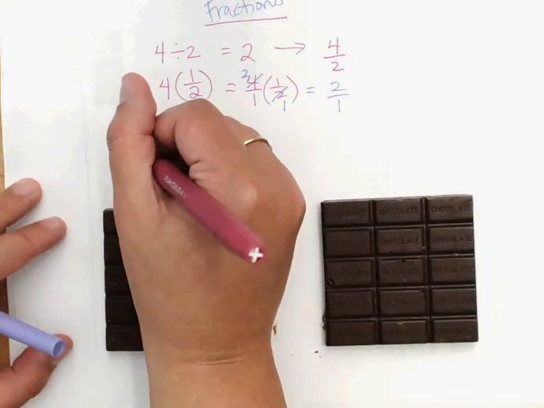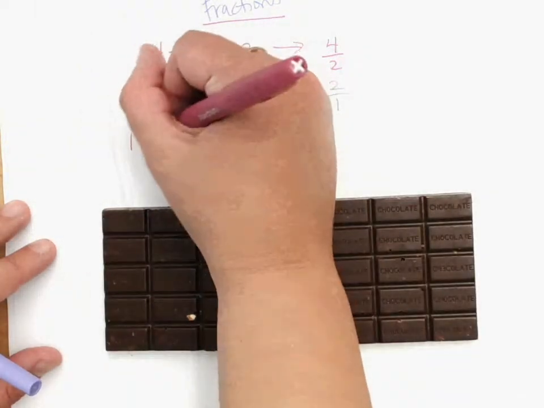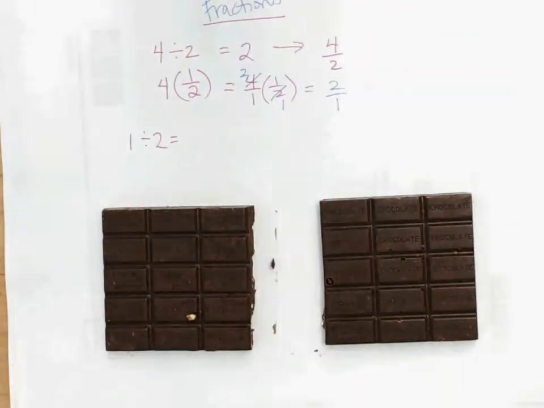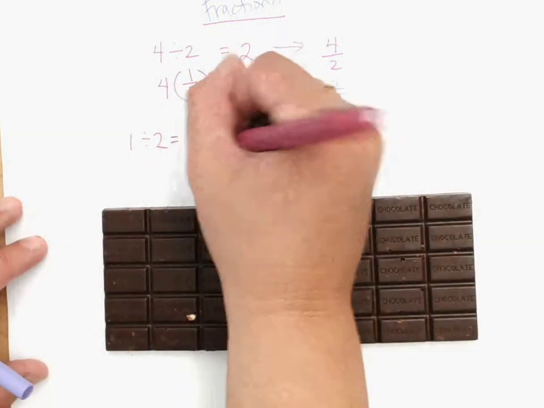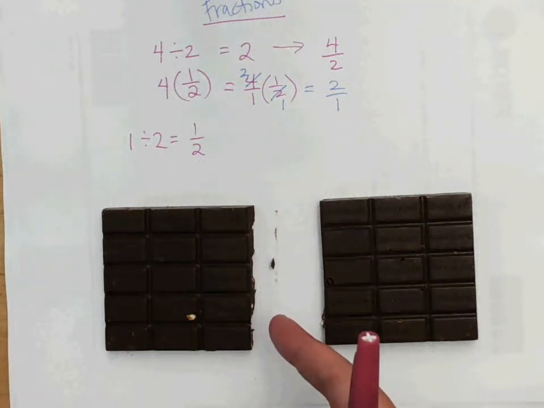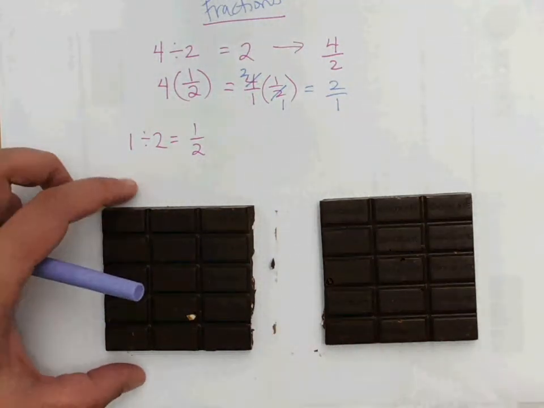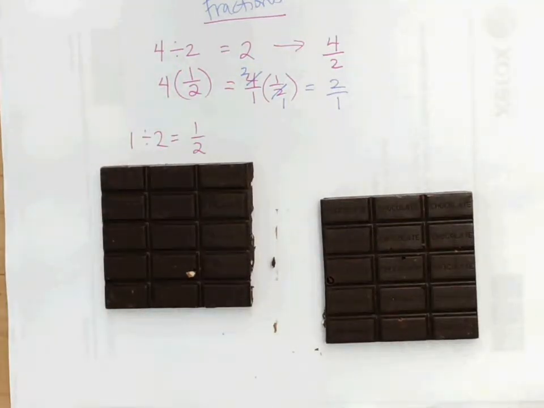So if I have 1 candy bar and I divide it by 2, what do I get? 1 divided by 2 is 1/2. Oh, I get 2 pieces. I get how you're getting 2. I get 2 pieces, but I only get half the bar, right? So right here, we can see that this represents half of the bar. So I don't have the whole bar, I have half the bar.